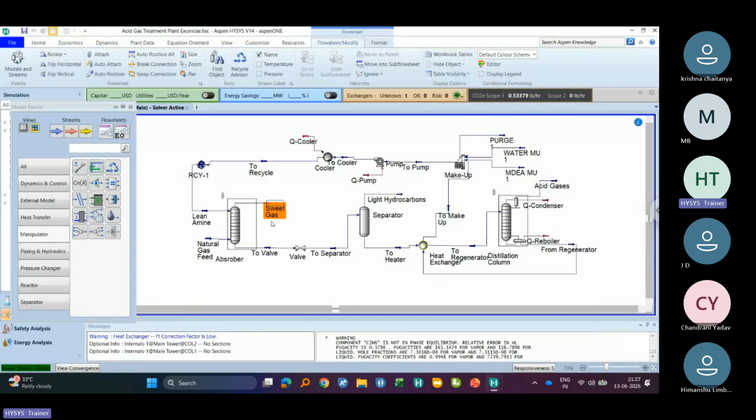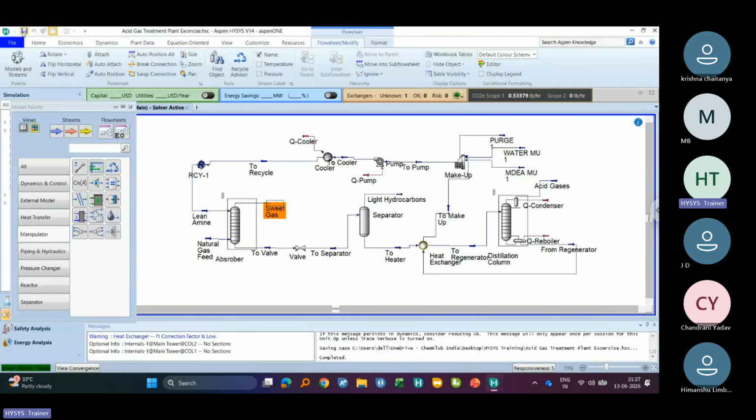So, clear with this? If you want me to repeat any of the equipment or any of the simulation part which is not understood, please let me know. Just repeat the absorber section quickly. The first part, you want me to repeat? Yeah. Okay, no issues.